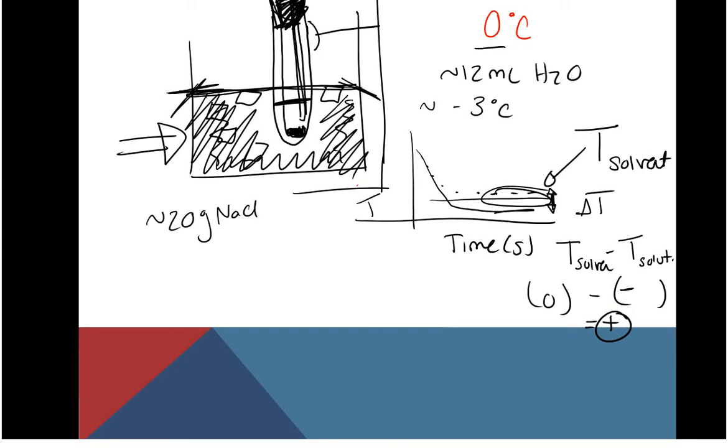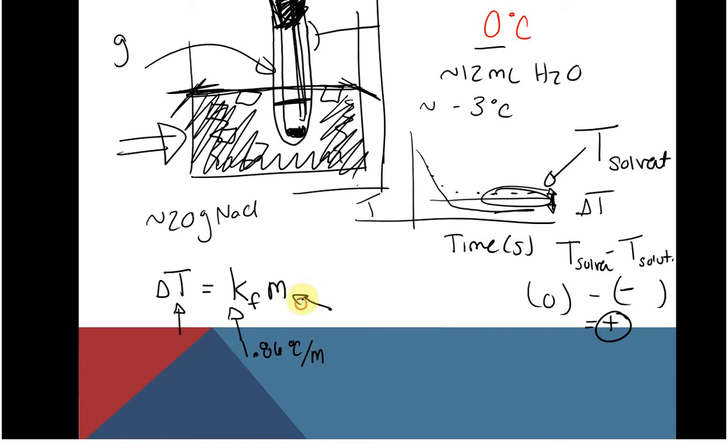Now, in addition, you will have measured out the grams of your solute, so you'll have that. So if you have your delta T and you have the grams of this, delta T equals KFM, you can do all kinds of analysis here. So your delta T is the change in freezing point. Your KF is a constant that comes from that table in your pre-lab. So for example, for water, which is what we're going to be using, it's 1.86 degrees Celsius per molal. And then this is the molality, which is moles of solute per kilogram of solvent.